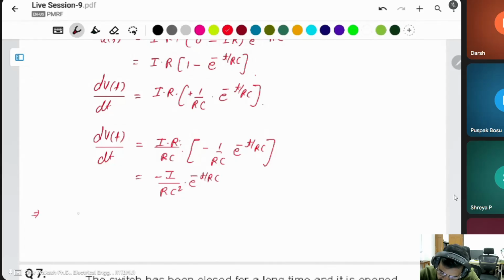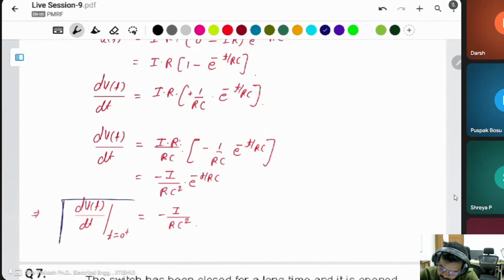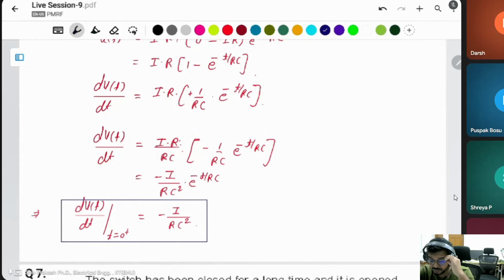But the question is asking about dV(t) by dt at t is equal to 0 plus. It means just 0. You can put t is equal to 0. Then this initial point is I by RC square. Then at 0 is the same as 0 plus also.